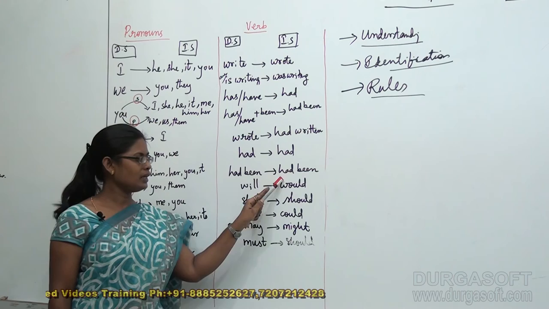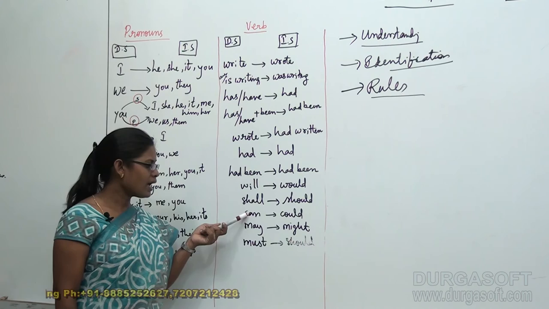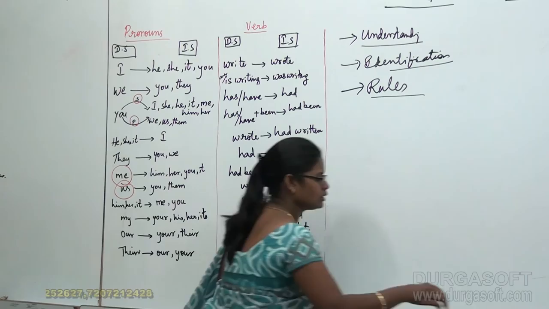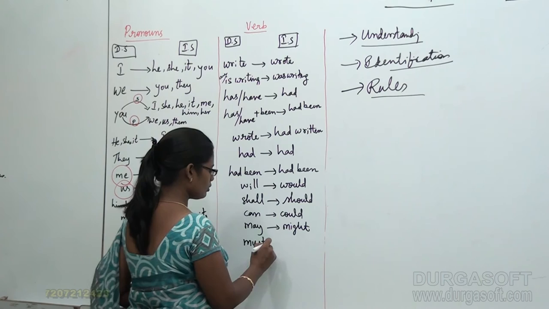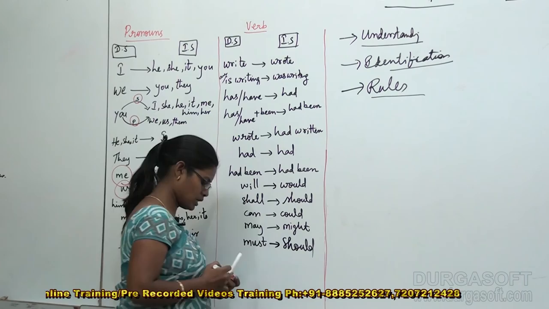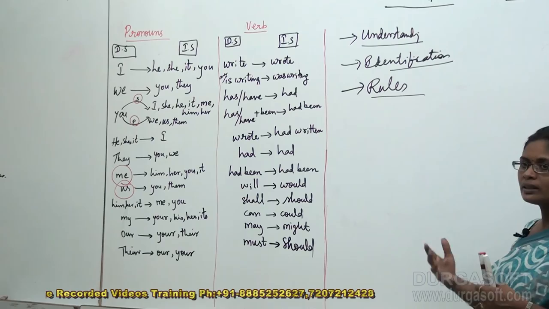Will gets converted into would. Shall gets converted into should. The same as can into could, may into might, must into should, shall into should, and also must into should. So for both of these, we take the same modal verb in indirect speech. Now, is it clear, students, how well we have framed each and every part very clearly? If this pack is ready in your mind, we can easily deal with direct and indirect speeches. Now, shall we start doing the examples?